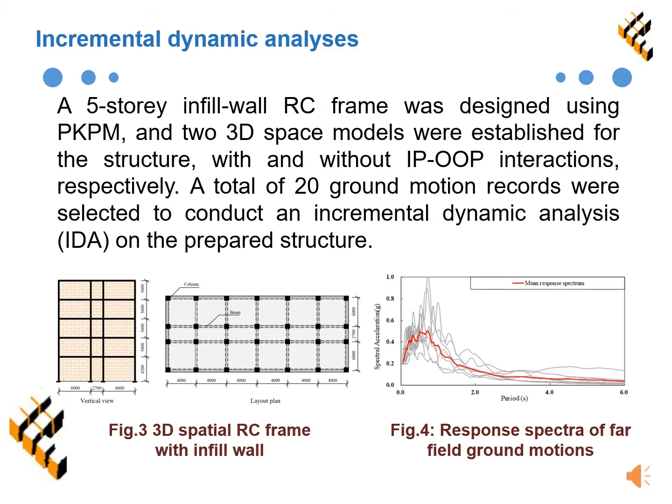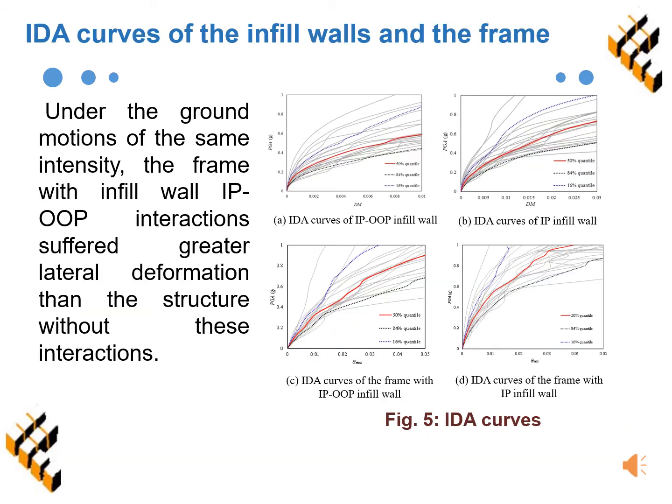A 5-story infill wall RC frame was designed using PKPM, and 2 3D space models were established for the structure, with and without IPOOP interactions, respectively. A total of 20 ground motion records were selected to conduct an incremental dynamic analysis, IDA, on the prepared structure. Under the ground motions of the same intensity, the frame with infill wall IPOOP interactions suffered greater lateral deformation than the structure without these interactions.